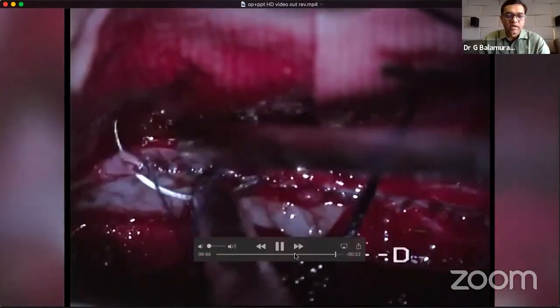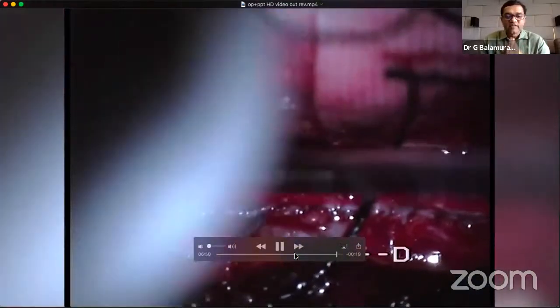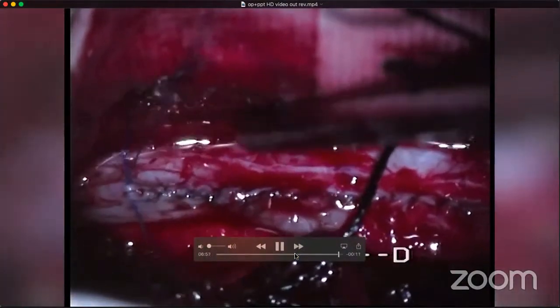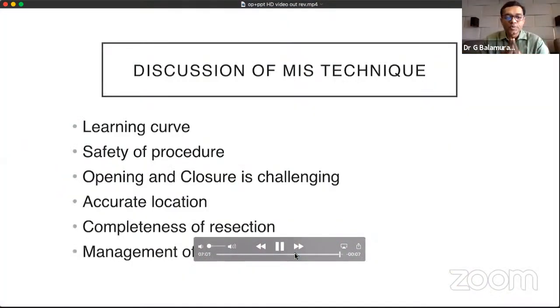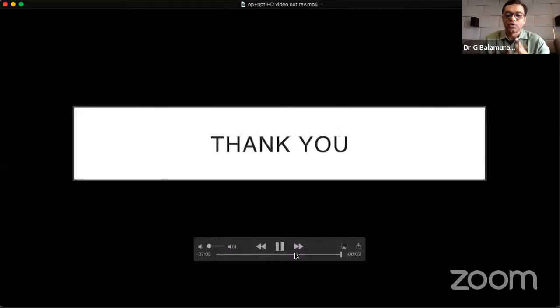So it is possible. Learning curve is there. Safety is very important. The eventual idea should be you should not destabilize the spine. A lot of advantages which MIS has for tumors as well. But the ideal goal is that at the end of the procedure, you should be able to completely resect the tumor. If you're not able to completely resect the tumor, do not go into these.